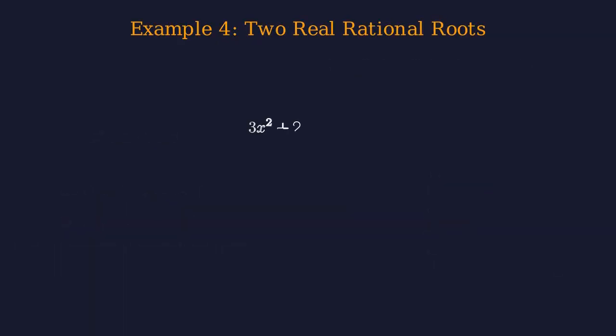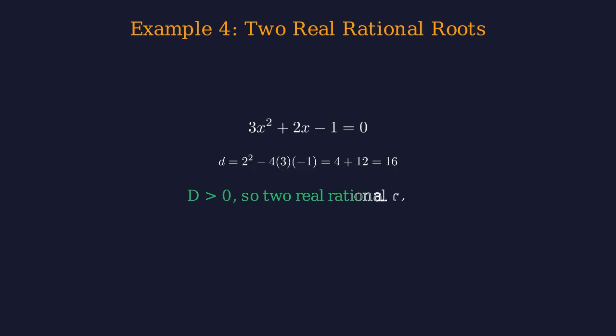Example 4. 3x squared plus 2x minus 1 equals 0. Compute D equals 2 squared minus 4 times 3 times negative 1 equals 4 plus 12 equals 16, positive and a perfect square again. So 2 real rational roots. Use the quadratic formula or factorize. x equals negative 2 plus or minus 4 divided by 6, giving x equals 1/3 and x equals negative 1. State your calculation first, then show the formula substitution. Examiners like that order because it shows the decision process.